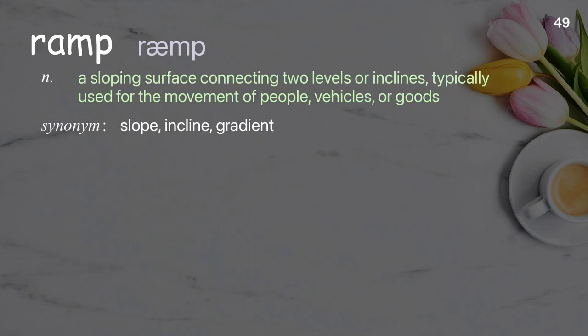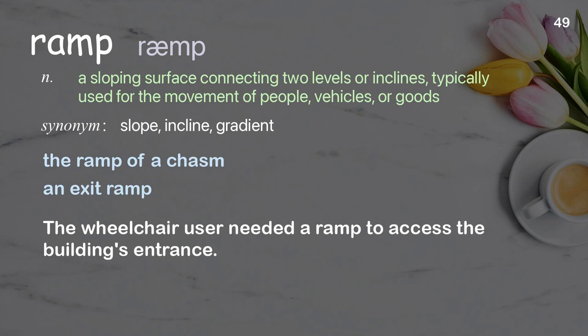Ramp. A sloping surface connecting two levels or inclines, typically used for the movement of people, vehicles, or goods. Examples. The ramp of a chasm. An exit ramp. The wheelchair user needed a ramp to access the building's entrance.